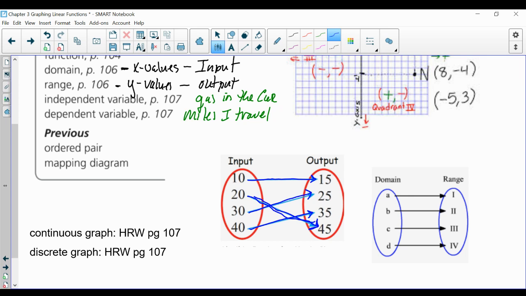So that's mapping. So here's mapping with domain and range. Remember I said my domain is my X values, and it's also my input. My range is my Y values, and it's also my output. So A goes to 1, B goes to 2, C goes to 3, and then D just goes to 4. So this is just mapping.